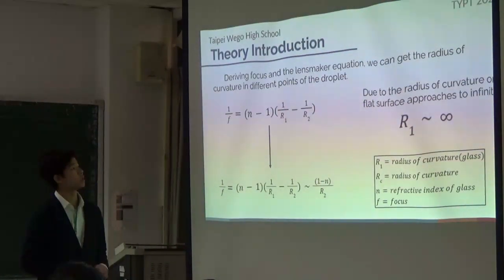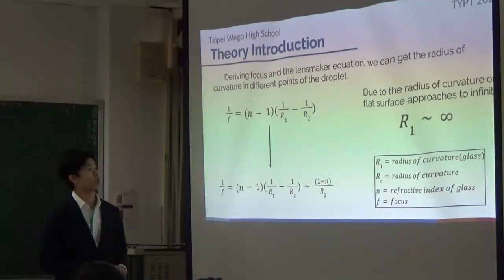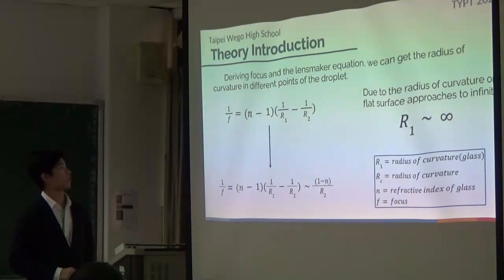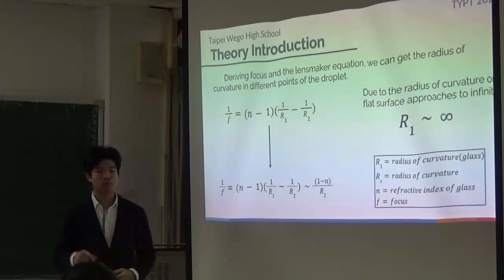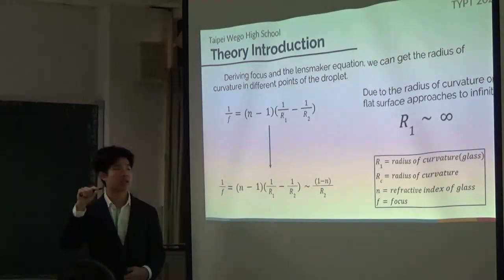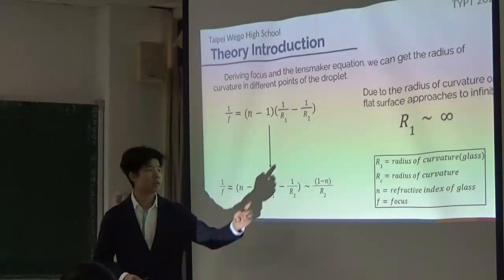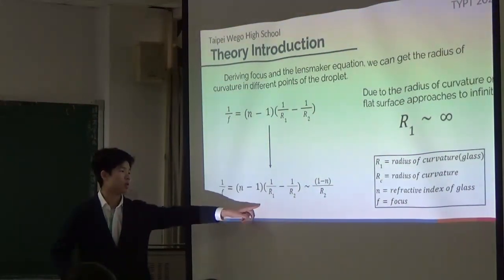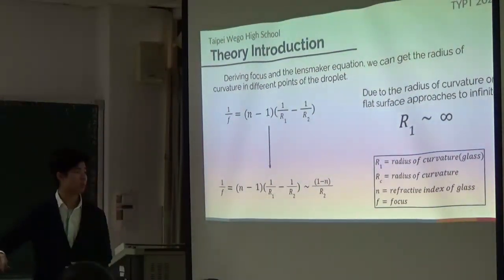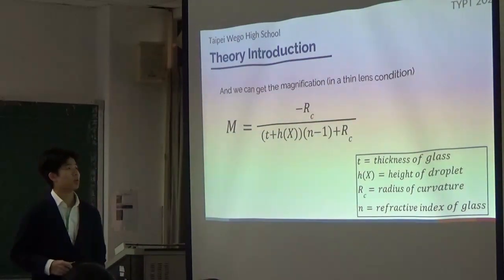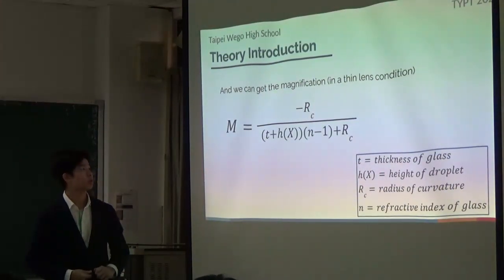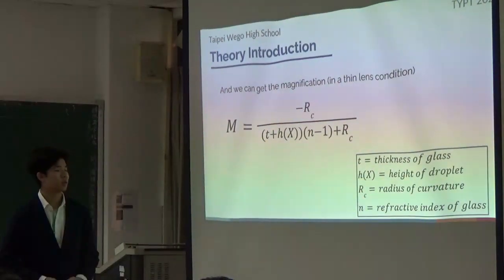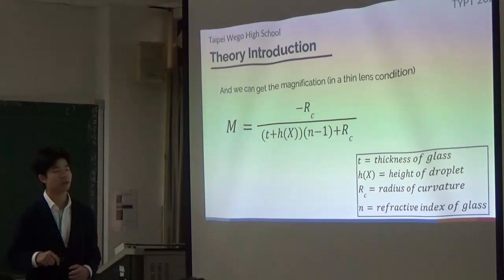Deriving from the focus and the lens maker equation, we can get the radius of curvature at different positions of the droplet. And because the radius of the glass surface is nearly infinite, we can cross this term out. We can get the magnification using the previous formula, and the assumption of this is a thin lens condition.